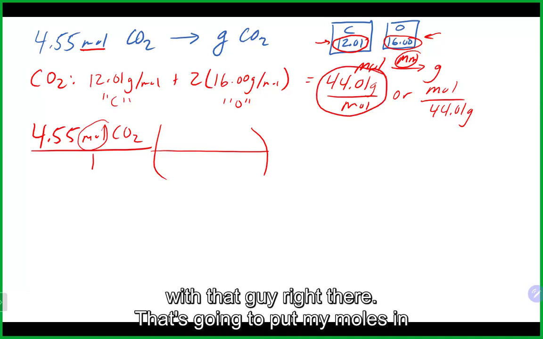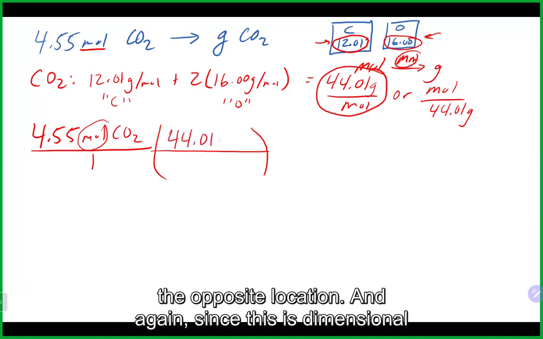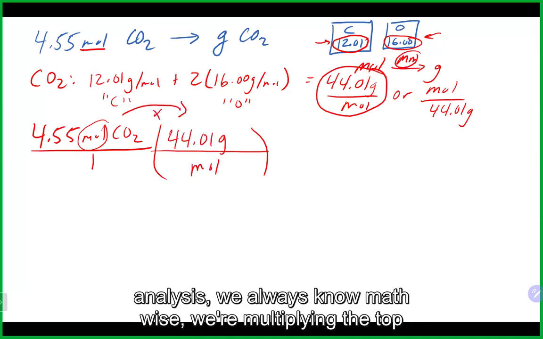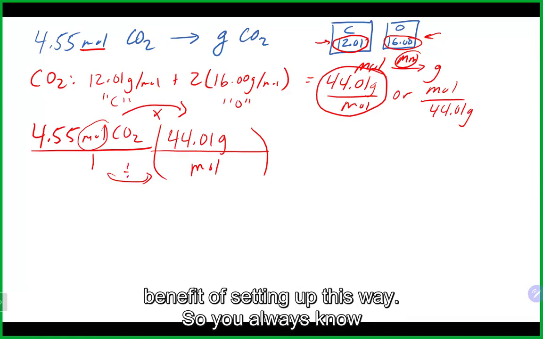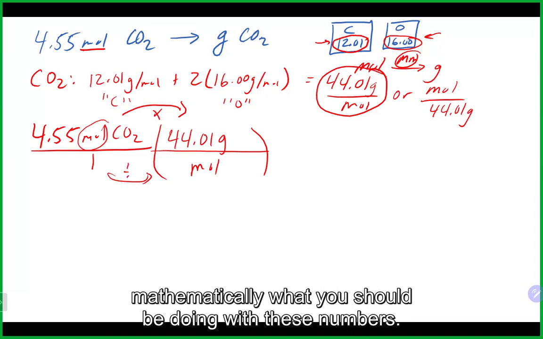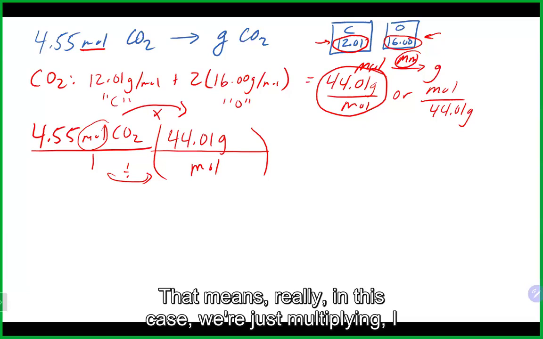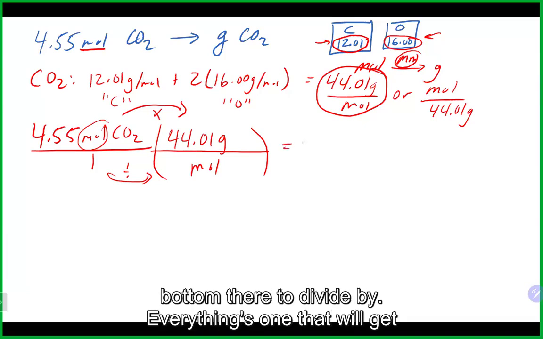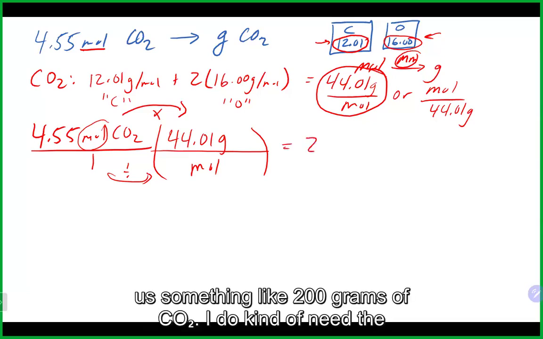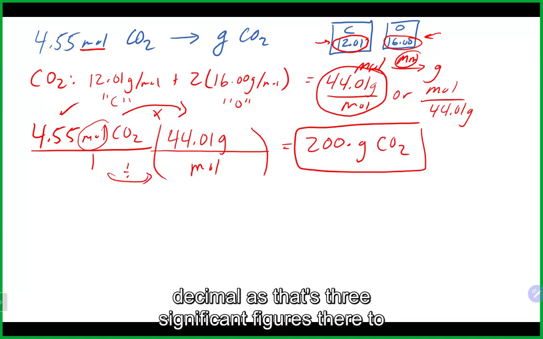We want to go with that guy right there. That's going to put my moles in the opposite location. And since this is dimensional analysis, we always know math-wise, we're multiplying the top and dividing the bottom. That's always a benefit of setting it up this way. So you always know mathematically what you should be doing with these numbers. That means in this case, we're just multiplying. So 4.55 times 44.01. There's really nothing on the bottom to divide by. Everything's 1. That'll get us something like 200 grams of CO2. I do need the decimal, as that's 3 significant figures to keep.